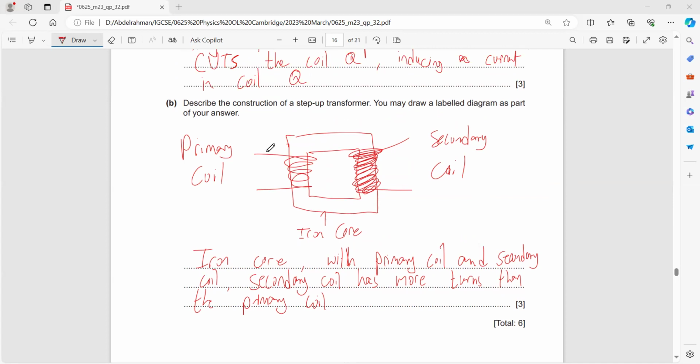Mr., is the secondary coil the one with the higher voltage, right? Oh, yes, because this is a step-up transformer. So if you have more turns, then it will have a higher voltage. Okay? And the question?